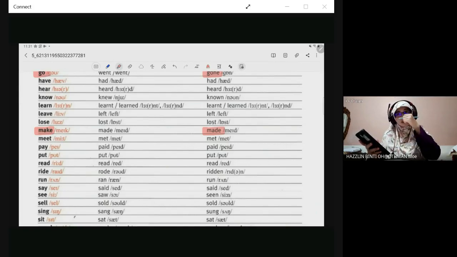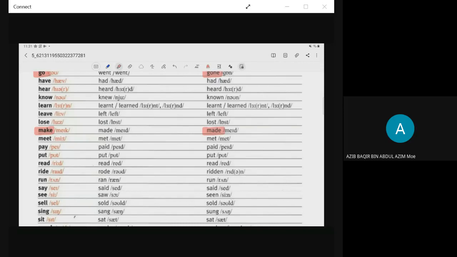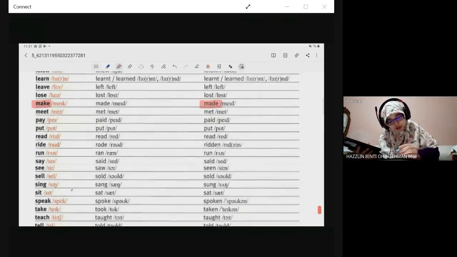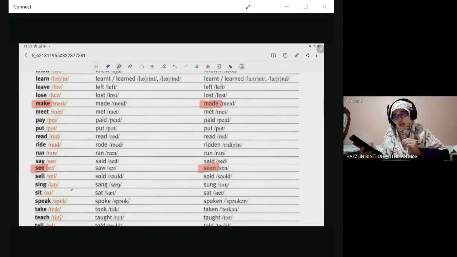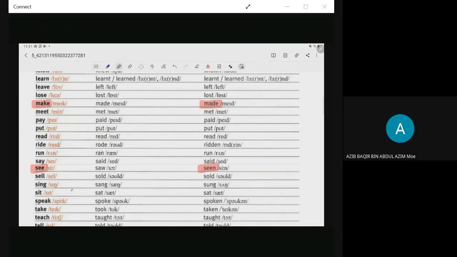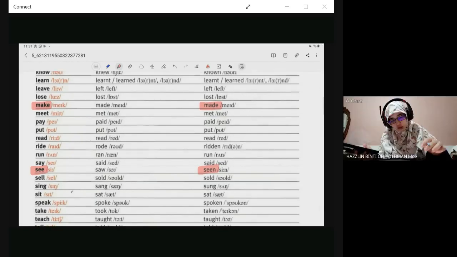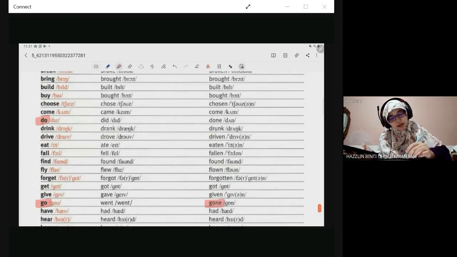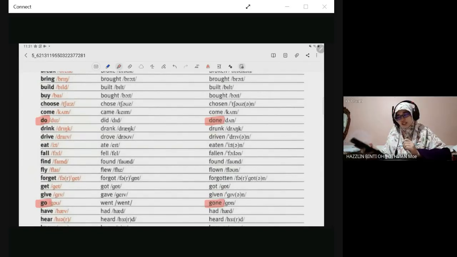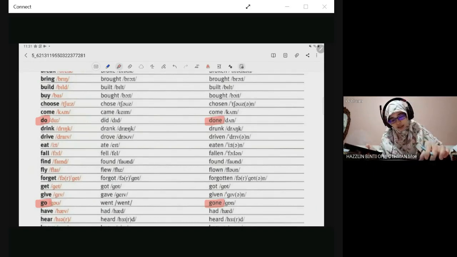What is the third word that you're supposed to look for? See. Where is see? Okay, here is see. And the past participle is seen. Good. What is the next word? Do. Where is do? Okay, here is do. And the past participle is done. Yes, very good.